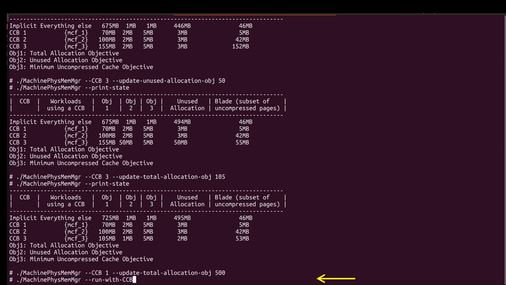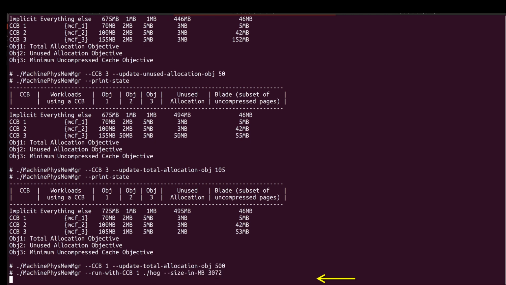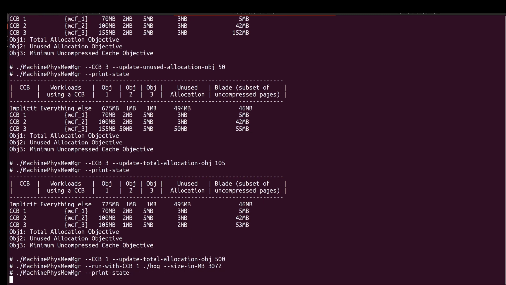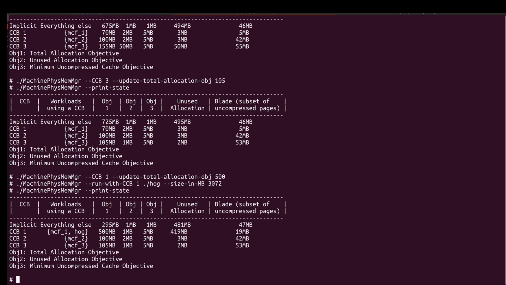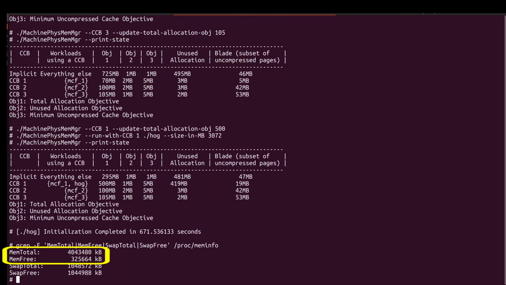Multiple programs can share the same control block. To run another program under control block 1, we increase the total allocation objective of control block 1. Then, we run a memory hog program under control block 1. Control block 1 is currently also being used for MCF1. Due to the hog program, Linux reports the system is using 3.6 gigabytes of physical memory, even though the FPGA board has only 1 gigabyte of DRAM.